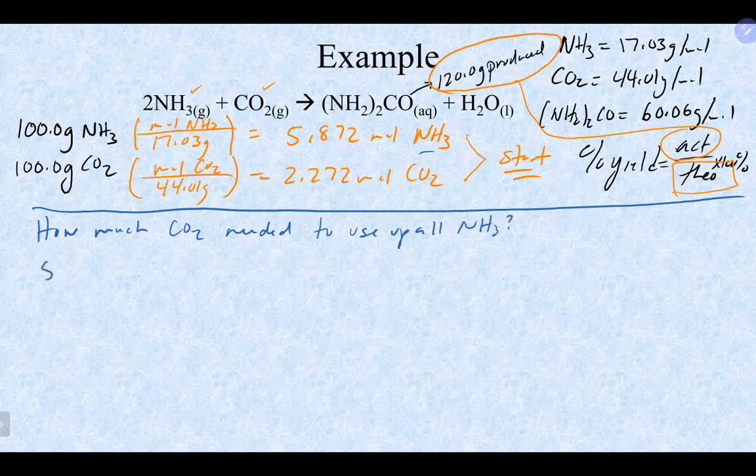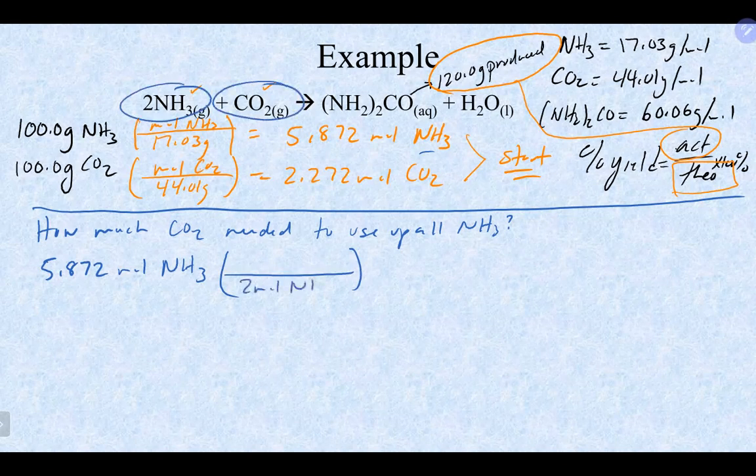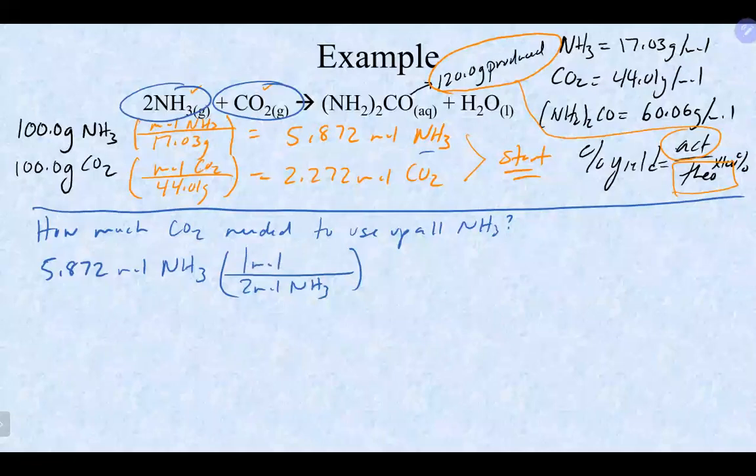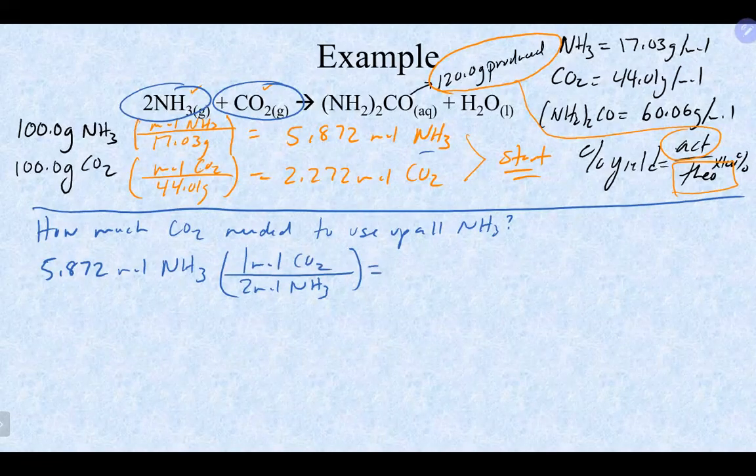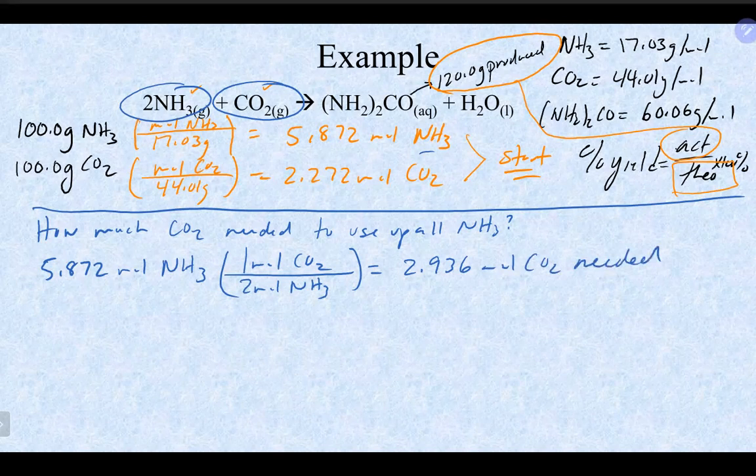So starting with my NH3, which I want to use up completely. And to do that, using the stoichiometry between the two reactants, once again, it is a 2-to-1 relationship here. So 2 moles of NH3 on the bottom, 1 mole of CO2 up on top. So 5.872 divided by 2 gives me 2.936 moles of CO2 is needed in this case to do that.